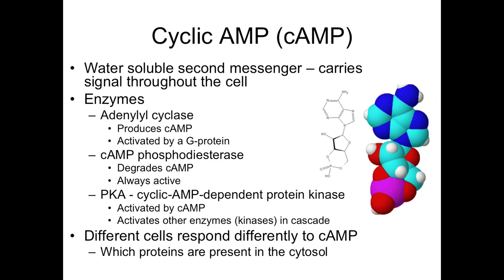Cyclic AMP is a derivative of ATP. It's produced from ATP. So you can see here is the phosphate group, and it's produced by the enzyme adenylyl cyclase. So adenylyl cyclase takes the molecule ATP, it cleaves off two of the phosphates, and it creates this ring. All right, so you see the ring? So that's why it's cyclic AMP.